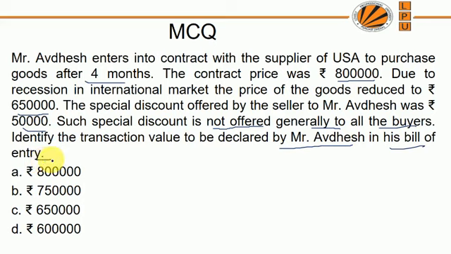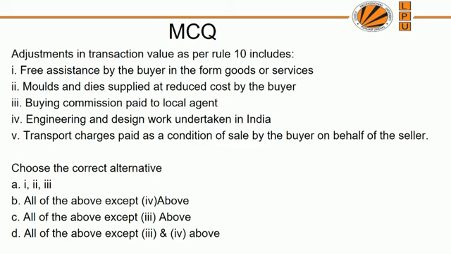Please think. Simple. The contract price is 8 lakh rupees. On this contract price, Mr. Abdesh is given 50,000 rupees discount. 8 lakh minus 50,000 rupees, 7 lakh 50,000 is the transaction value. We have nothing to do with what international prices are. So option B is the correct answer here. Don't keep on guessing that in the two subsequent MCQs our option is B, that you will be guessing the B option in this case also.